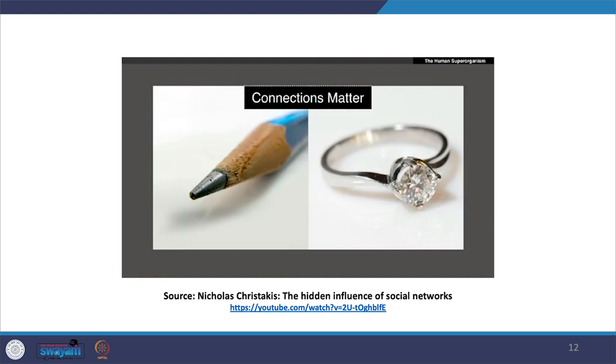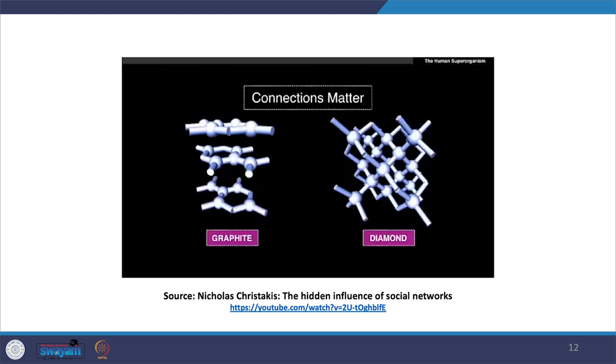So think about these two common objects. They're both made of carbon. And yet, one of them has carbon atoms in it that are arranged in one particular way on the left, and you get graphite, which is soft and dark.